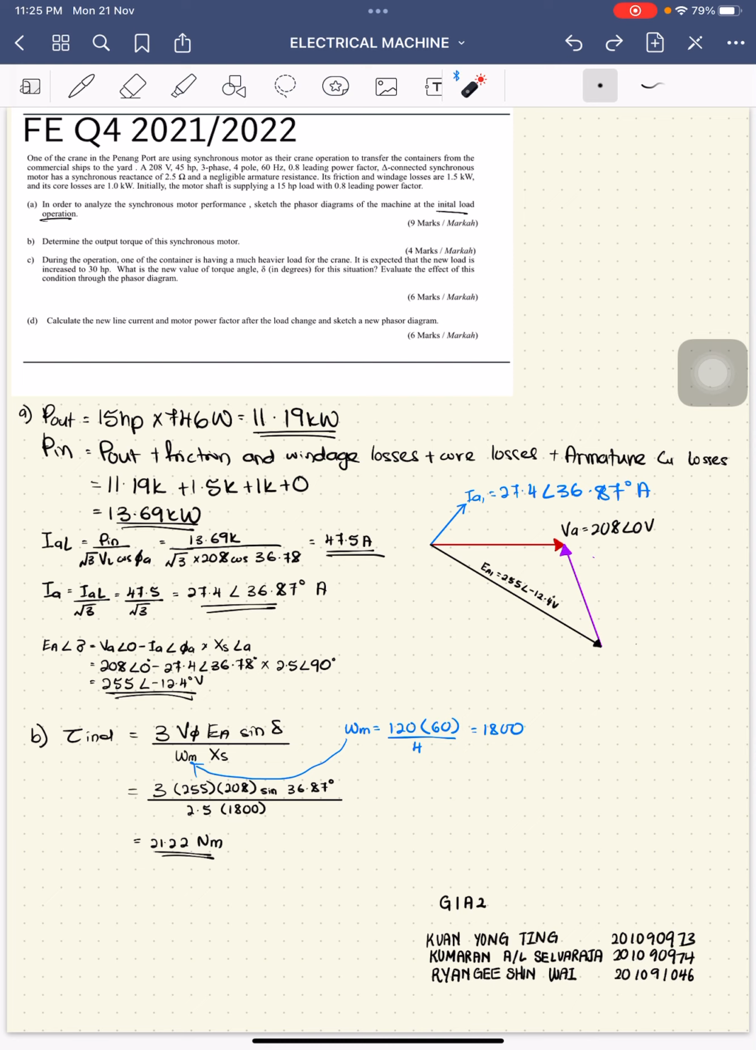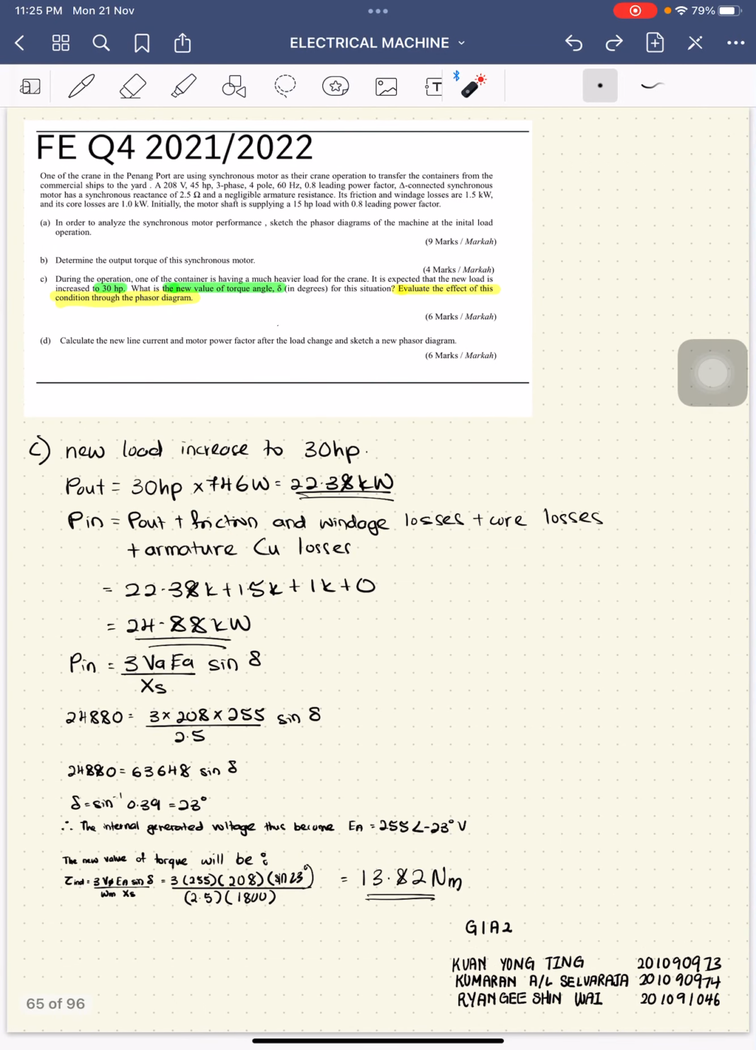You got the power factor, which is 36.87. After it is divided by 2.5 multiplied by 1800, where 1800 comes from this formula, which is 120 times your frequency divided by the pole, your omega m. After that, you will get 21.22 Newton meter, which is your part of force. This part of mine, I would like to pass to Kuan Yong for the next part.